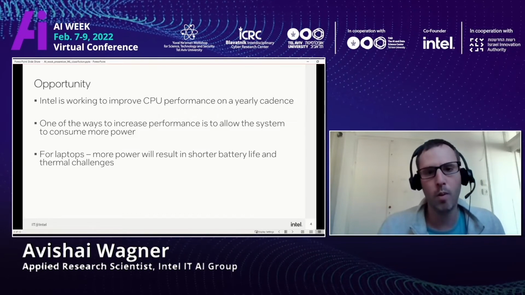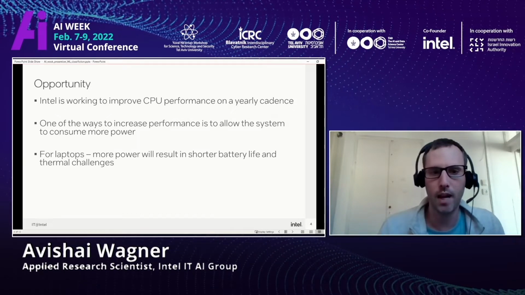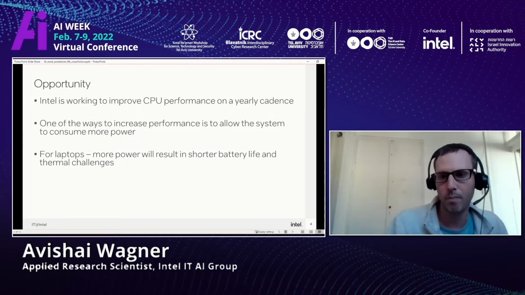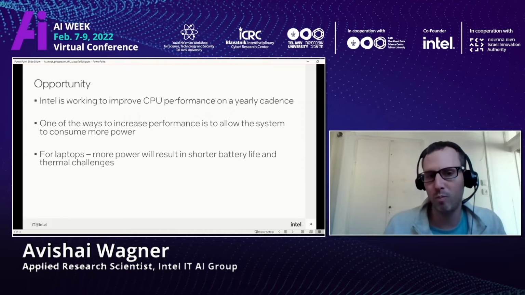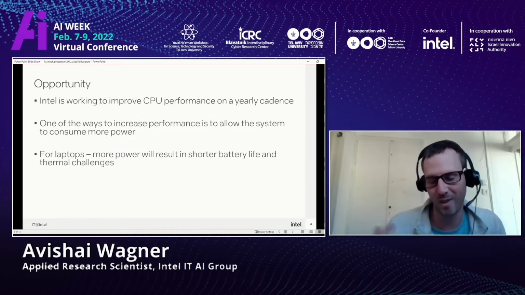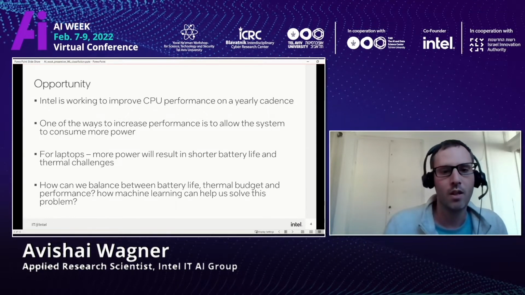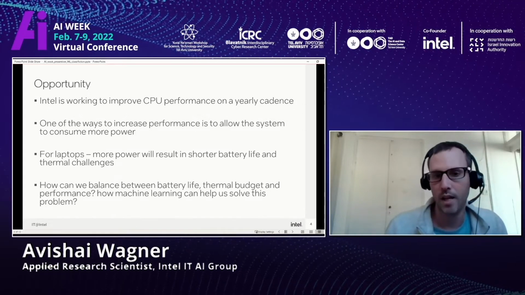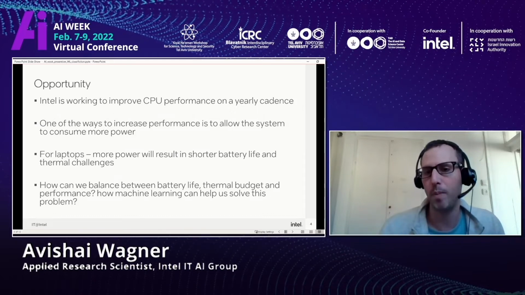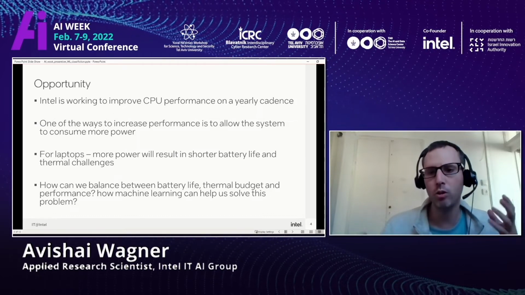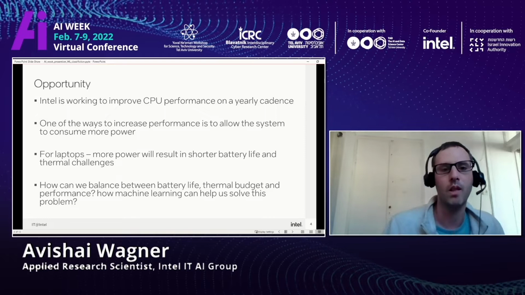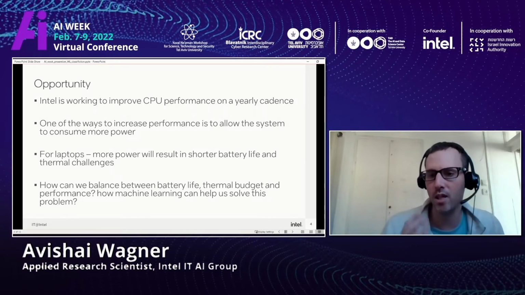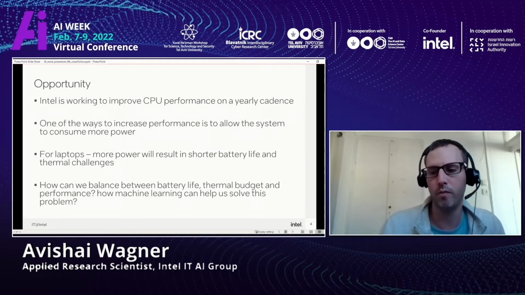For a laptop, more power will result in shorter battery life and thermal challenges. So more power is more performance, but shorter battery life, and your computer will be really hot. So it's really not a good thing. How can we balance between battery life, thermal budget, and performance? And how can machine learning help us solve this problem? Today I'm going to focus on the trade-off between battery life and performance, and less on thermal budget, although thermal budget today is a really important part of the equation.